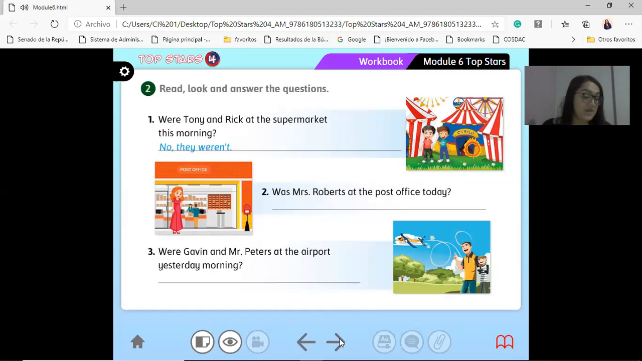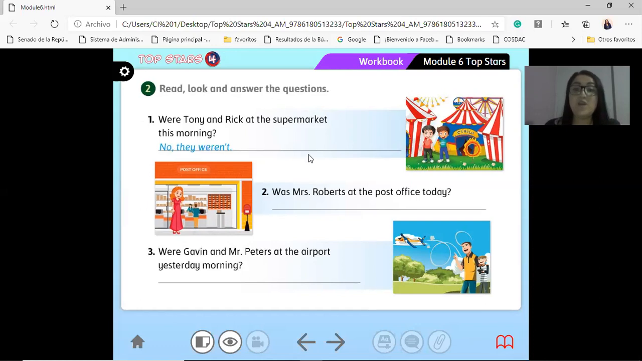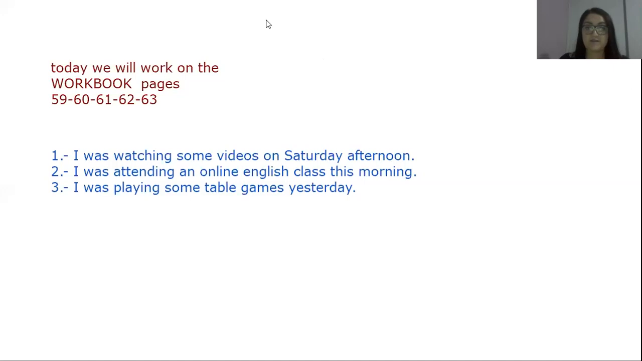Very good. Now we are on second exercise that says, read, look, and answer the questions. Were Tony and Rick at the supermarket this morning? ¿Estaban ellos en el supermercado esta mañana? No, they weren't. ¿Dónde estaban? They were at the circus. Ellos estaban en el circo. En esa misma oración vamos a agregar la respuesta correcta.